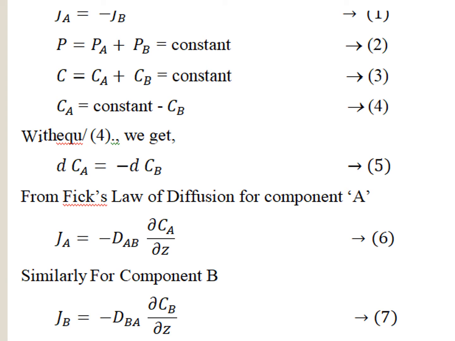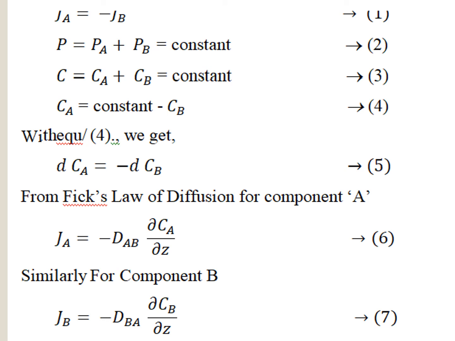From the third expression, CA plus CB is equal to constant. From that expression, CA is equal to constant minus CB. This is the fourth expression. Differentiating that expression, we get dCA is equal to minus dCB, since the derivative of the constant is 0. This is the fifth expression.